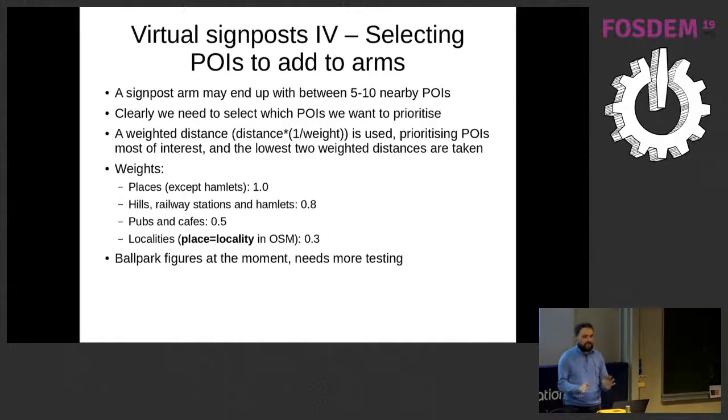Right, a bit on weighting. Different points of interest types get different weightings. Places are weighted heaviest, followed by hills, railway stations and hamlets, pubs and cafes, and then lastly localities. They're ballpark figures at the moment, really what I consider the most important things when out walking. It's not extensively tested, so those figures probably need a bit more refining. The higher something's weighted, the more likely it is to appear on a signpost arm. So I only take the highest weighted 2 points of interest along a particular route and add those 2 to that arm.